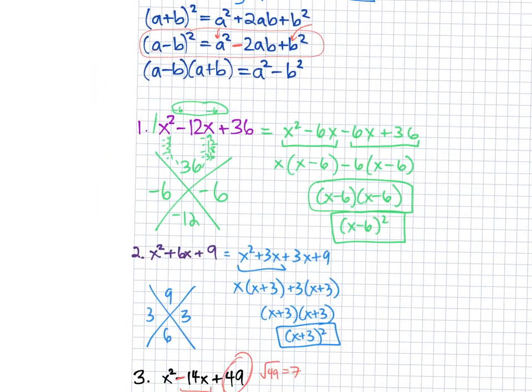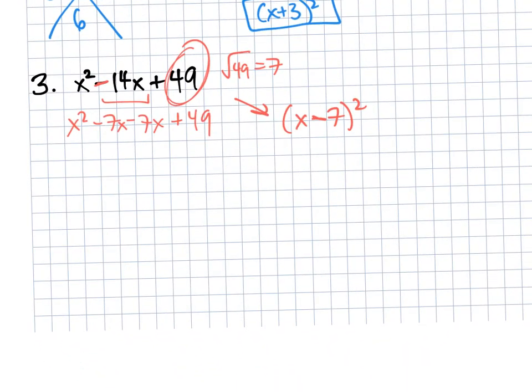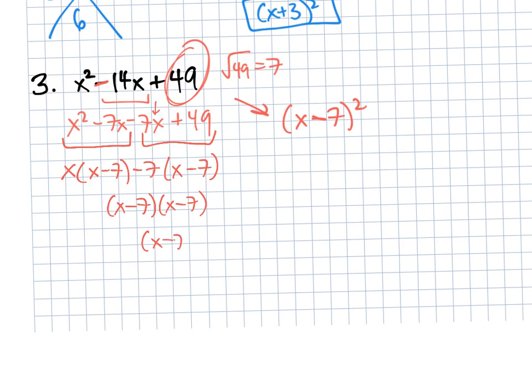As you practice with these, you'll notice shortcuts, but if you don't like shortcuts and you just like to know one way to do it, pull out the GCF. Pull out the GCF here, again making this one positive, so you're going to pull out the negative 7, which makes this a minus 7. Then this just becomes (x minus 7) times (x minus 7), which is just squared.